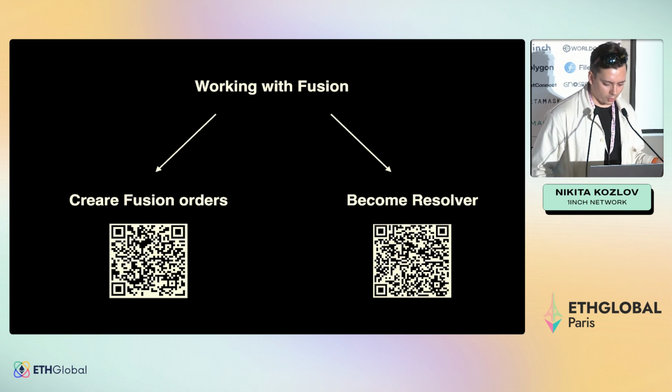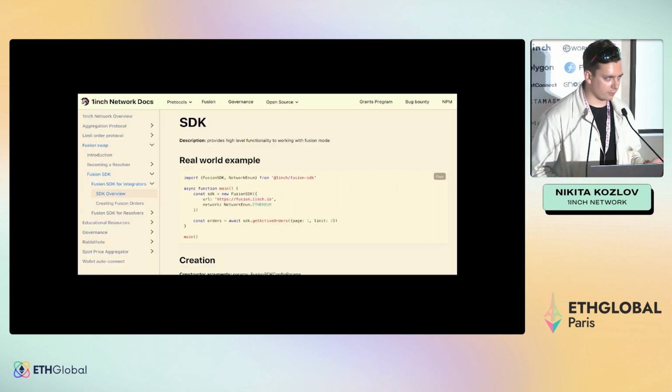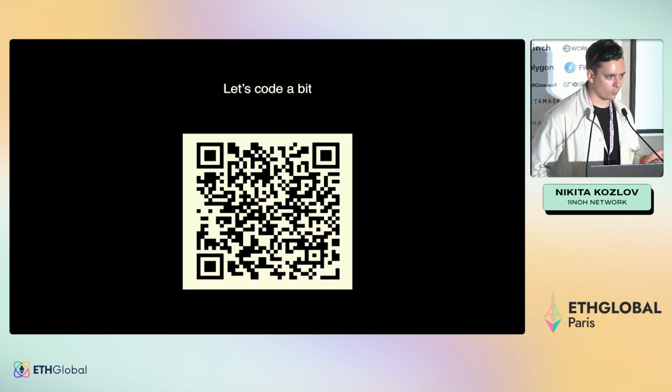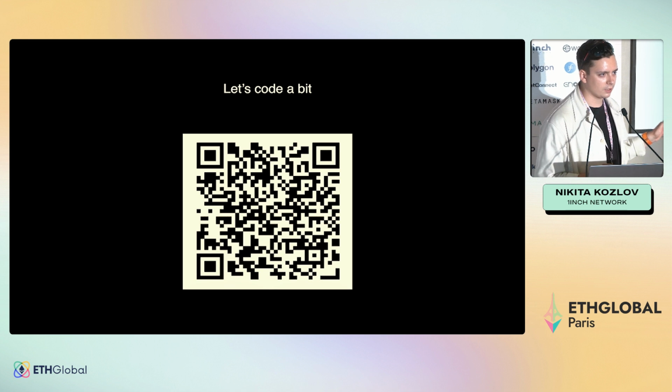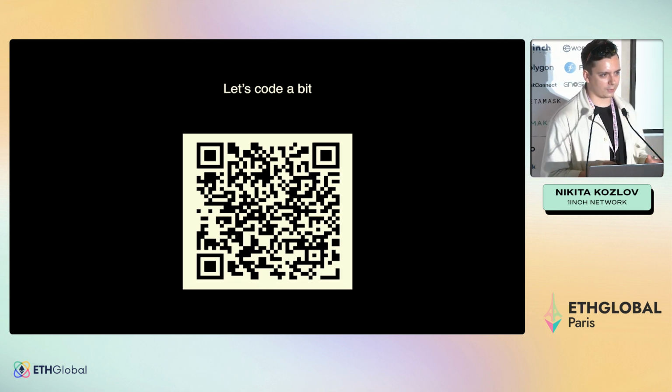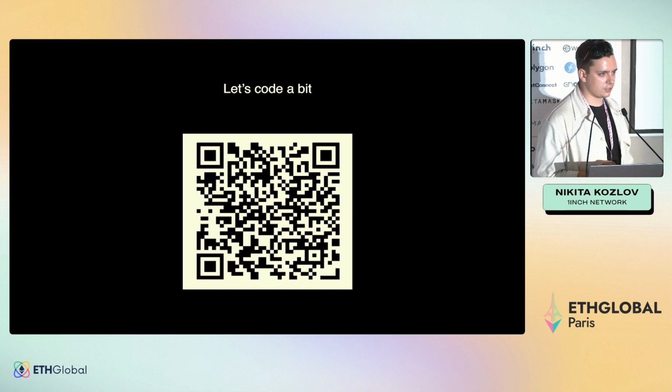Right now we're going to try to code. We have the Vanish network documentation here with the SDK. I'll try to code a bit. I actually made a small repo with Vanish Fusion 101. You can just scan it. Basically, everything you need to do is there. I will try to show some live examples right now, but if you don't have enough time, you can just launch it on your own.